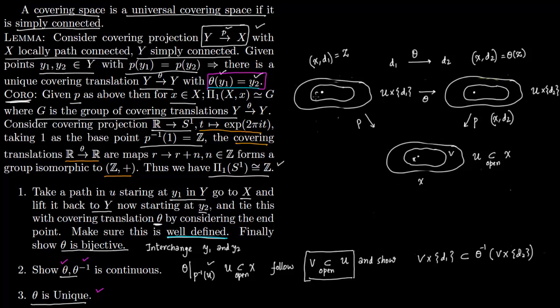So you can call this point z, and then you can say there is a path here. If there is a path here which ends at some point z1, this path will come right here, and this will get lifted to a path here, but here now it will end at theta of z1. So this is theta of z and theta of z1. You can see this path is getting mapped to this. So this set here, V times d1, is getting mapped to V times d2, and that's what we wanted to show.